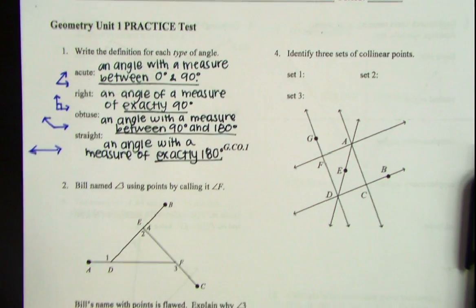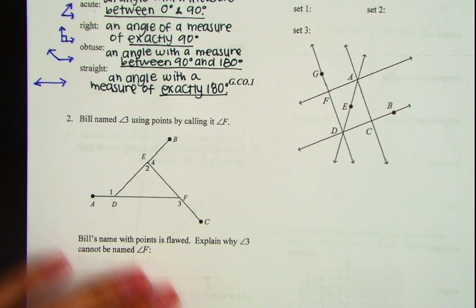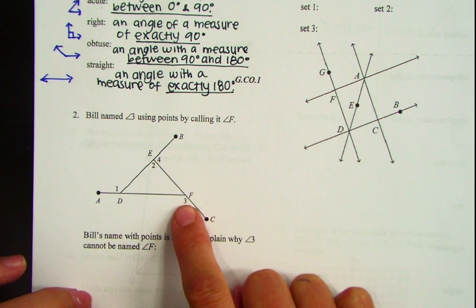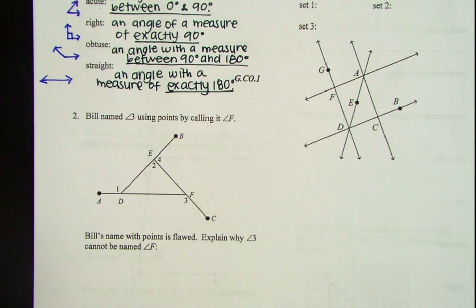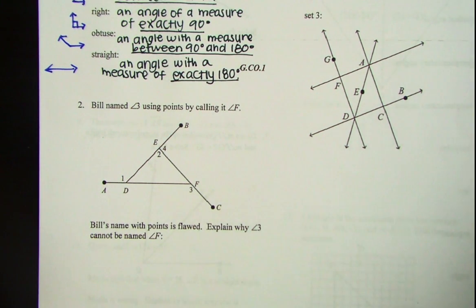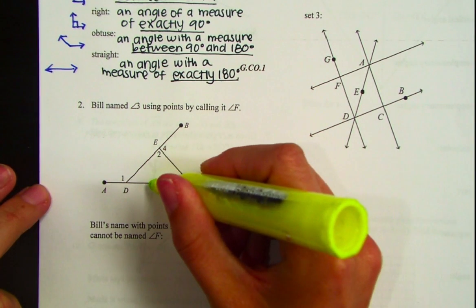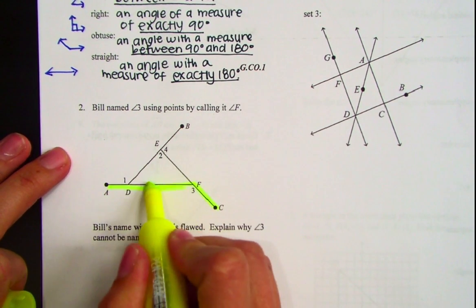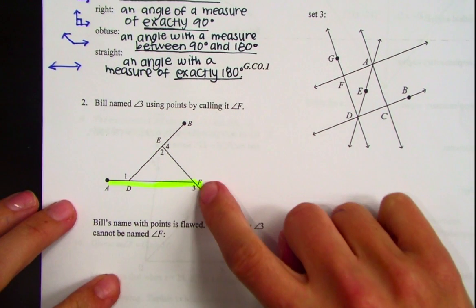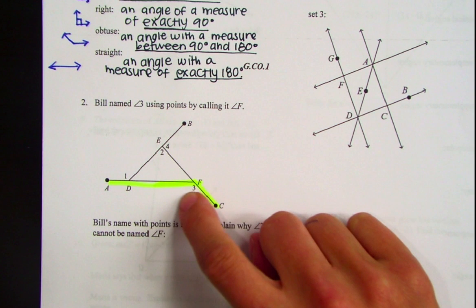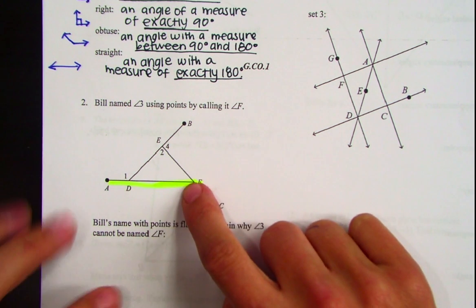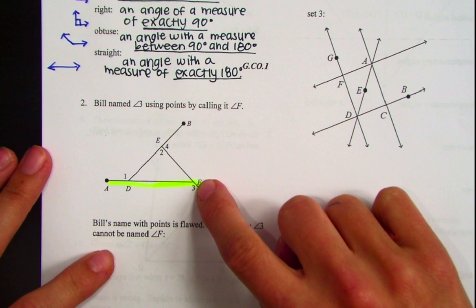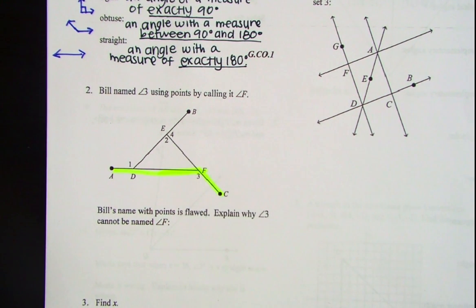Number 2, Bill named angle 3 using points by calling it angle F. So Bill named, it was flawed. Explain why angle 3 cannot be named angle F. So he was talking about angle 3 right here. So I'm going to go ahead and highlight angle 3. Okay, so here's angle 3. He could not call this angle F because there are several angles happening at angle F. Well, for sure there's 2 angles that have a vertex at angle F. So that is why we cannot call angle 3 angle F.